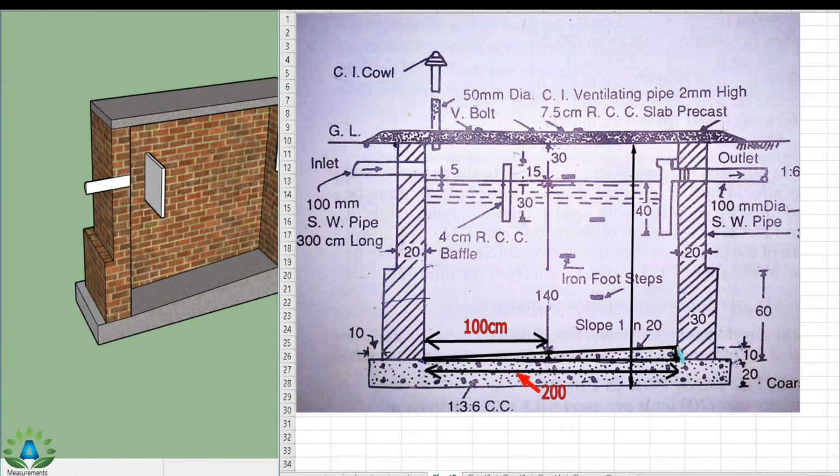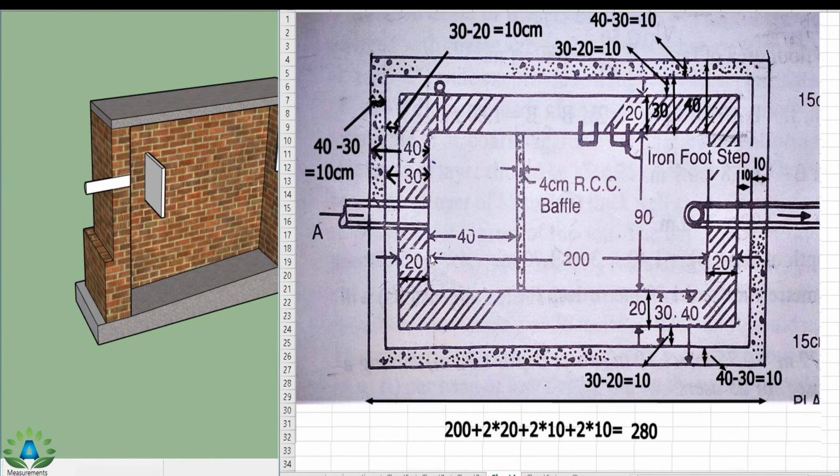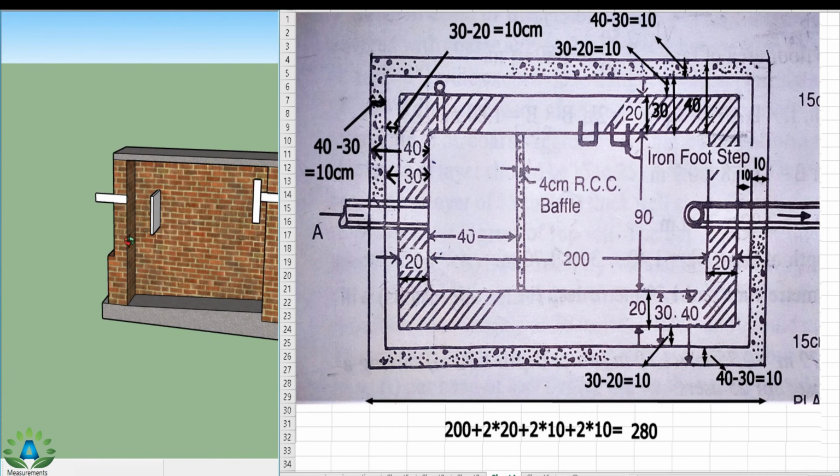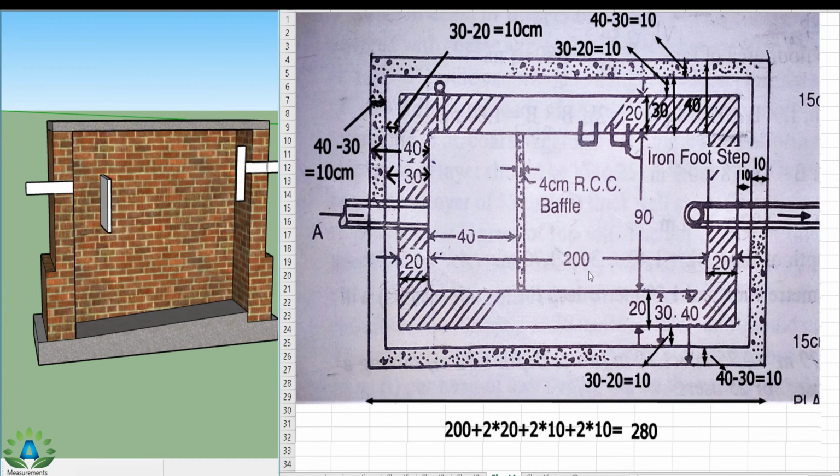That means we have this height of 10 centimeter, and the height is not constant all over this length. So we have to calculate the height at the midpoint. That means we have this inner to inner portion of this septic tank, 200 centimeter from our top view. That is this inner to inner portion of the septic tank. That means from this point to this point is 200 centimeter.